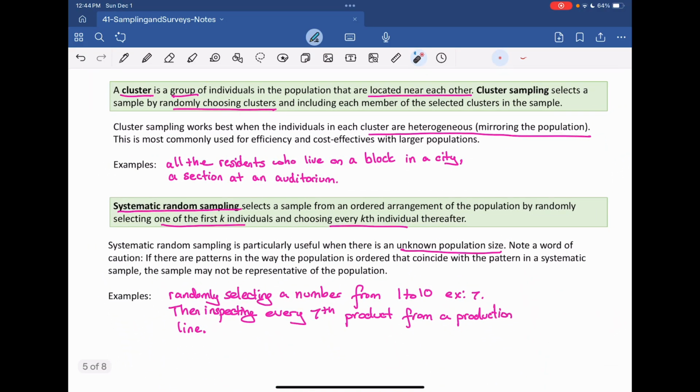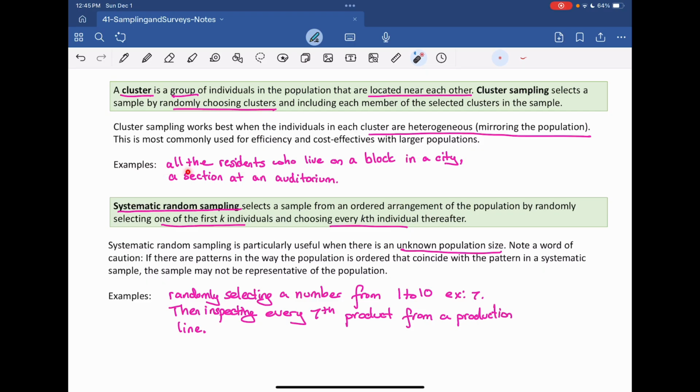A cluster is also a group, but each cluster is usually located near each other, and this is called cluster sampling. But also, the clusters are heterogeneous. They mirror the population. This is kind of important because one cluster should be similar to the entire population. If it's not, then that is not a cluster, and so that is important.